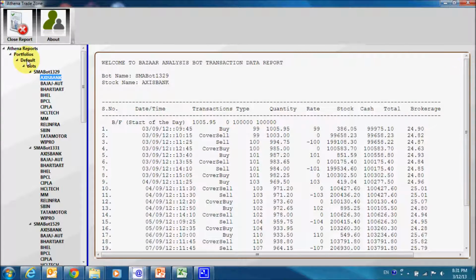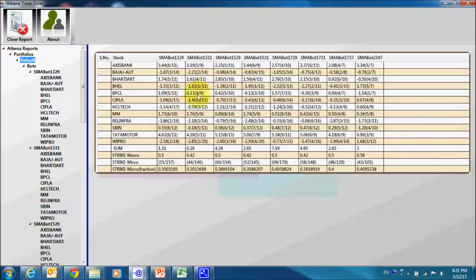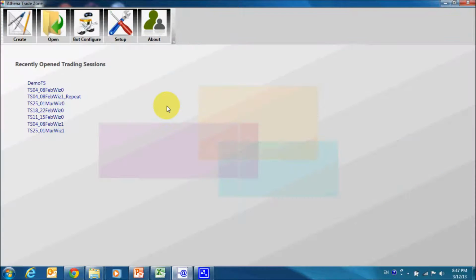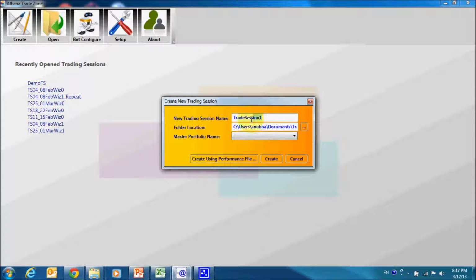Coming back to our comprehensive matrix, we can clearly see that all combinations are not profitable. In fact, very few combinations are profitable. I will walk you through how we can select the most appropriate trade combination for future trade. Based on our simulation result, we will create a new trade session for the next day trading. Let us name it Demo TS with.